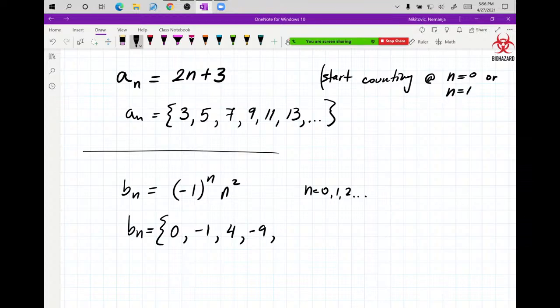So you see that you are getting these squared numbers, but they keep alternating, changing signs, because that's what this does. Negative 1 raised to the n alternates the sign from plus to minus to plus to minus for every term, right? The sign changes. So you end up with every other number being positive and the other number being negative.